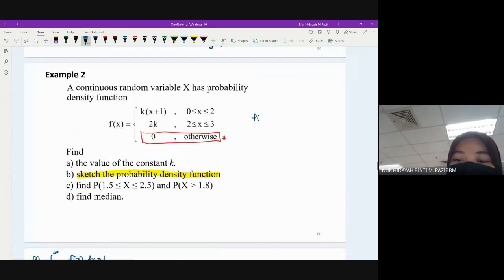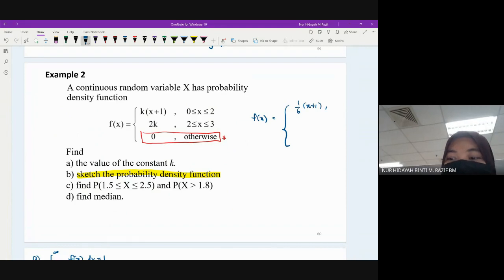Kalau perlu, kalau you rasa perlulah, tulislah balik fx ini, dia akan jadi 1/6 x tambah 1 untuk 0 less than equal to x less than equal to 2. Dia akan jadi 2 darab 1/6, so that is 1/3 untuk 2 less than equal to x less than equal to 3 and 0 adalah untuk otherwise.